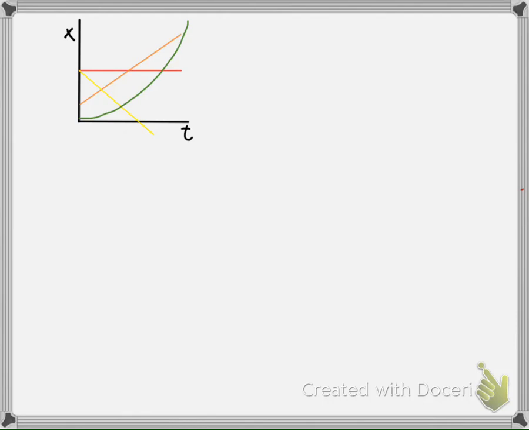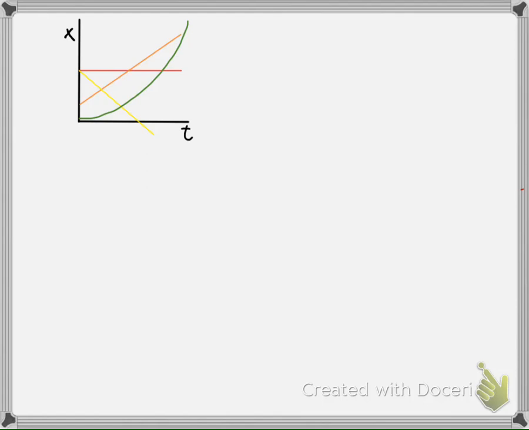It just has a negative slope. This green line, what's happening with the green line, is it starts out with a 0 slope near the origin. And the slope is continually increasing. We call that a quadratic or a parabola.